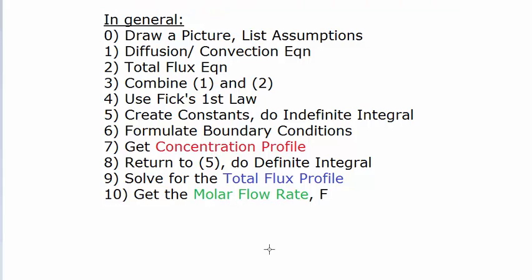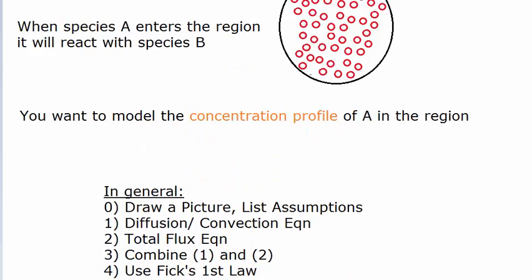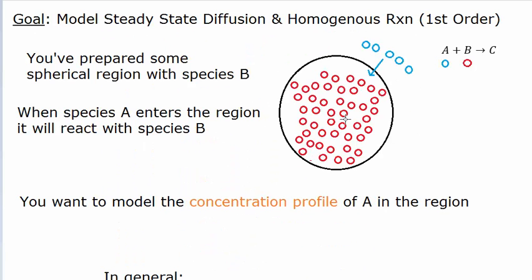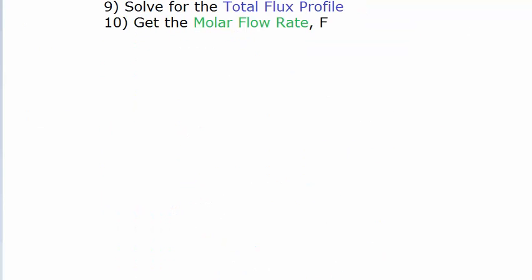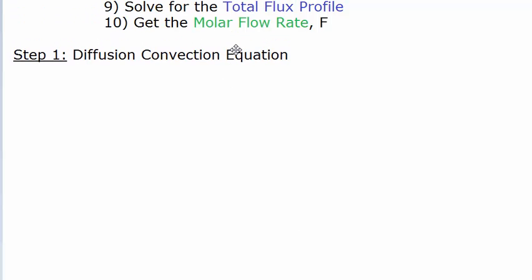Well, we've talked a little bit about strategy, and this is basically the algorithm that you're going to follow whenever you're solving a problem in transport phenomena. So step 0 was draw a picture. That I've already done, so let's get right ahead and start with the diffusion convection equation. We're interested in species A, so we're going to write the diffusion convection equation in species A. So step 1, start with the diffusion convection equation.